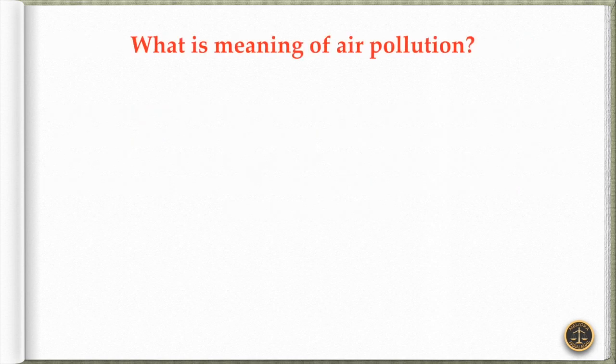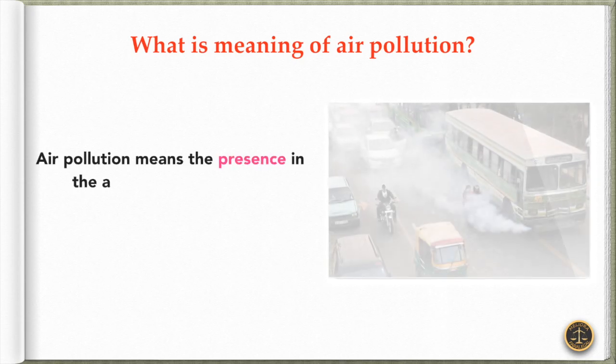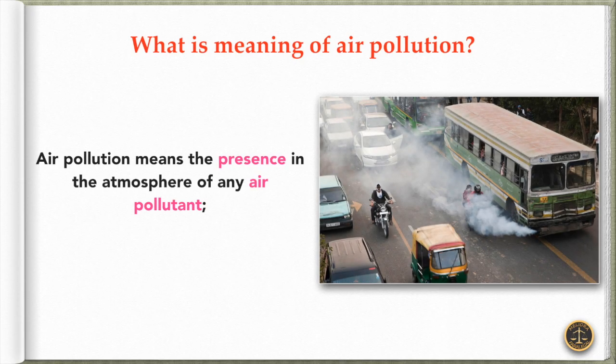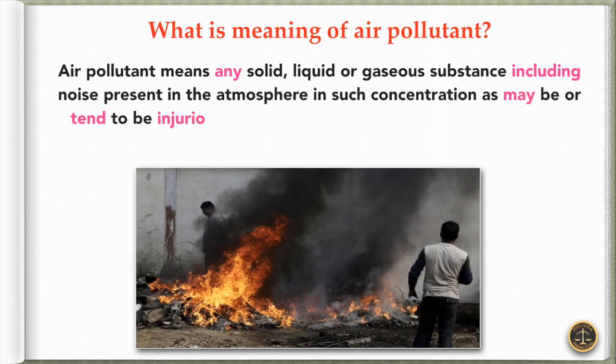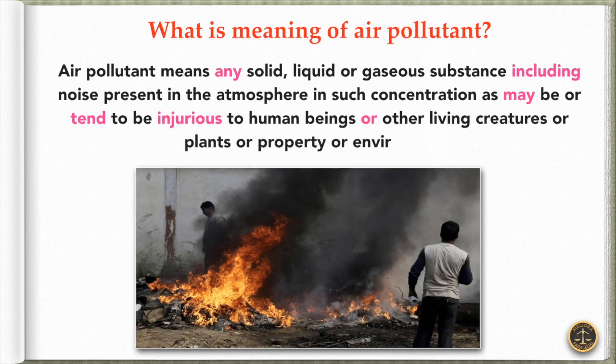Now the question is, what is the meaning of air pollution? Air pollution means the presence in the atmosphere of any air pollutant. Now, what is the meaning of air pollutant? Air pollutant means any solid, liquid or gaseous substance, including noise, present in the atmosphere in such concentration as may be or tend to be injurious to human beings or other living creatures or plants or property or environment.